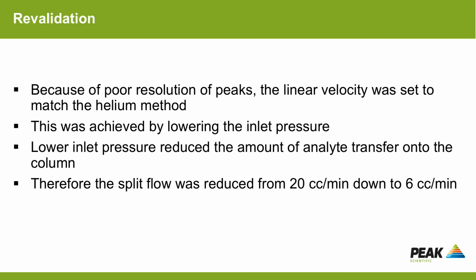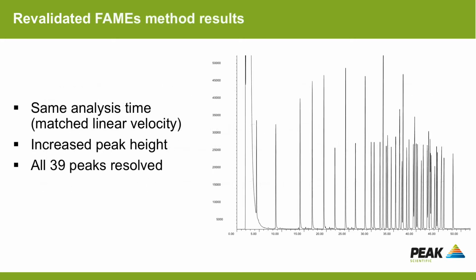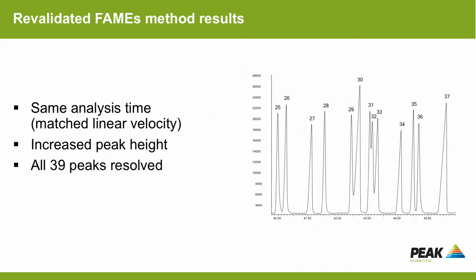So if we look at the results of the revalidated method, where the linear velocity of hydrogen was matched to that of the original helium method, what we can see is that the peak shape has improved, and so the peak height is higher in this sample, and all 39 peaks resolved, as you can see here. So we've basically got like for like analysis, but we're using hydrogen instead of helium.